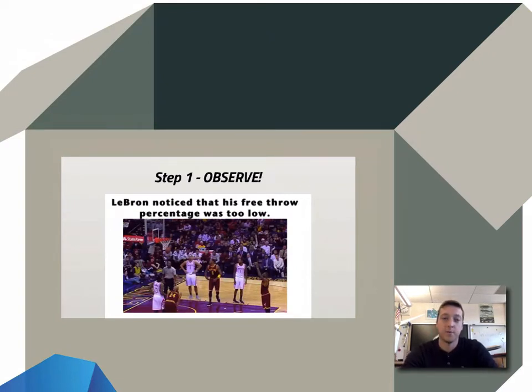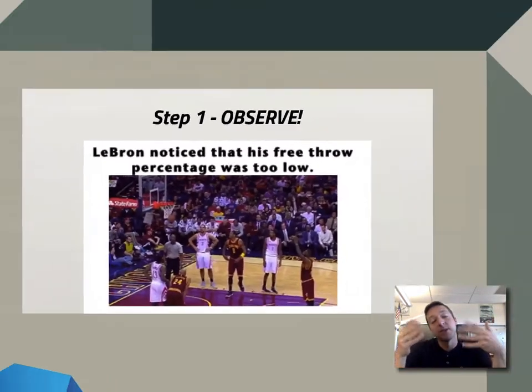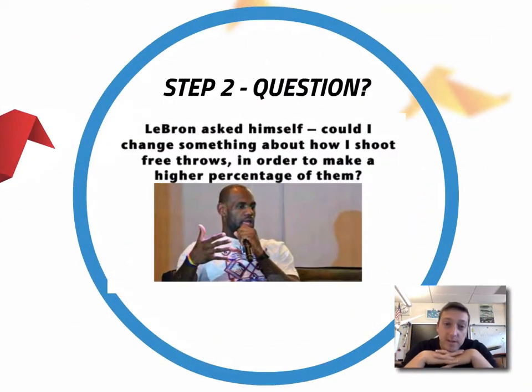What's the second step? Once you observe something, you start asking yourself questions about what you saw. So LeBron asks himself, can I change something about how I shoot free throws in order to make more free throws?